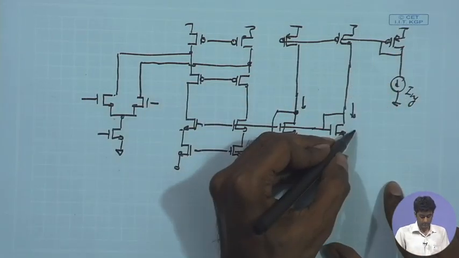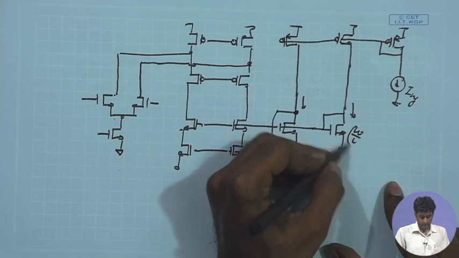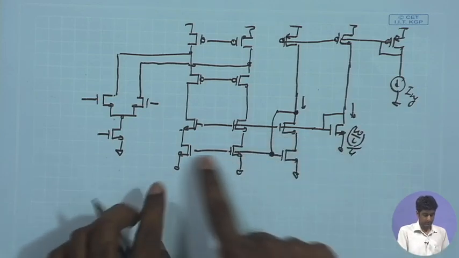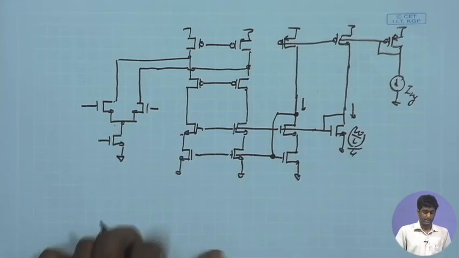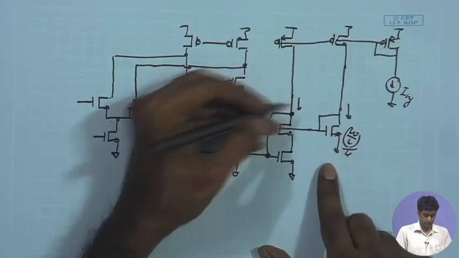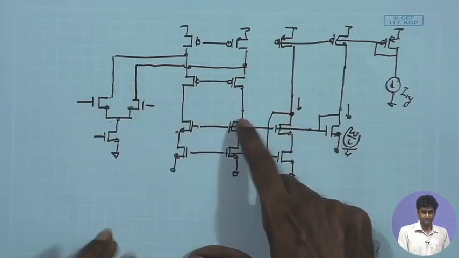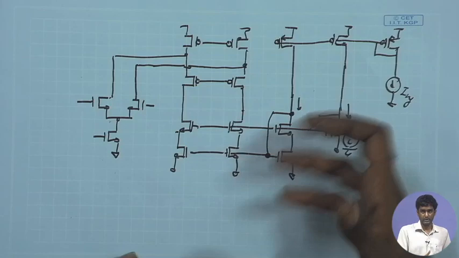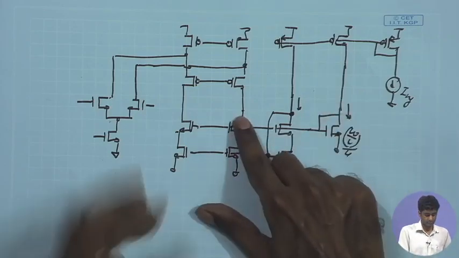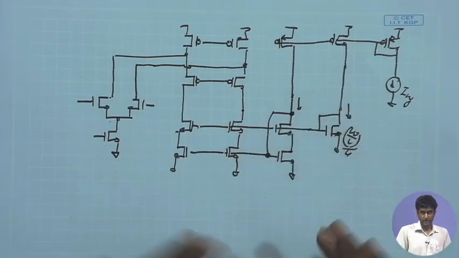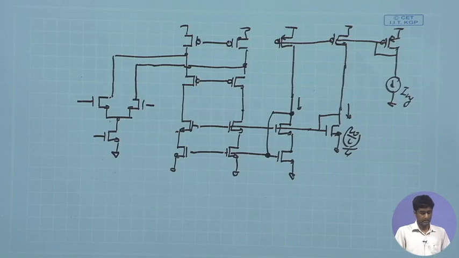And as we saw yesterday, this can be W upon L by 4 if these are all W by L. So this way I can ensure that the minimum allowed signal swing over here is close to 2 V overdrive. That's what we discussed yesterday.